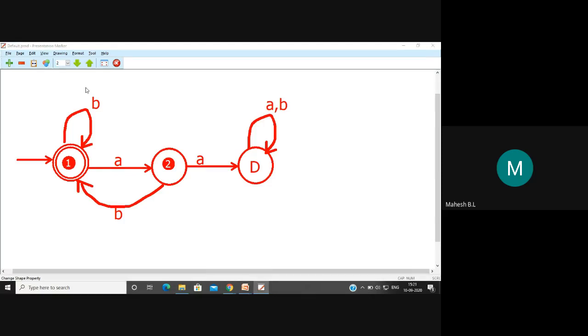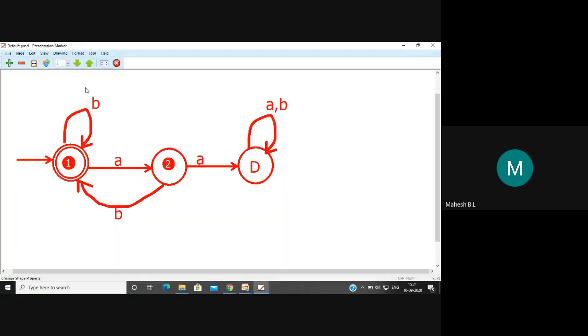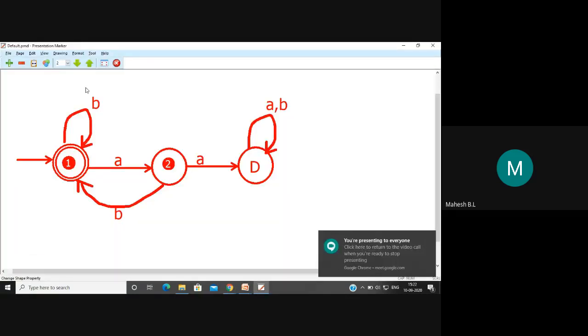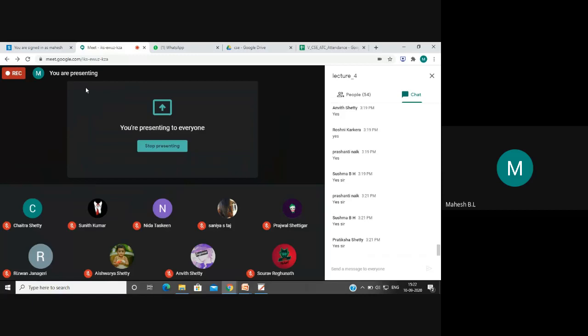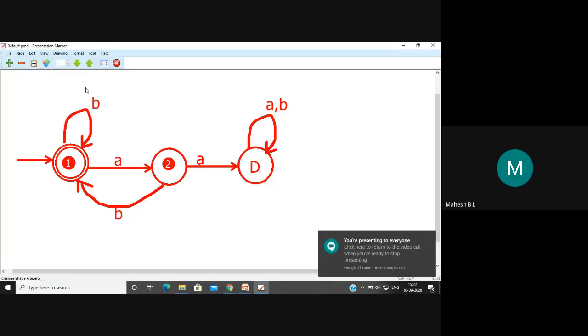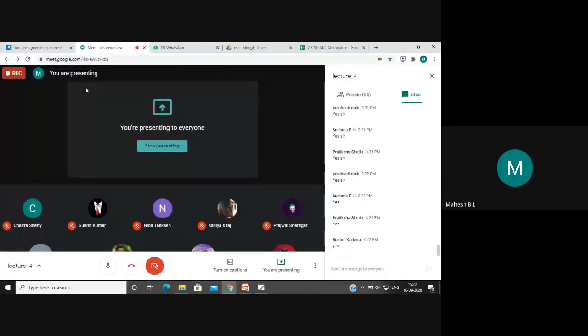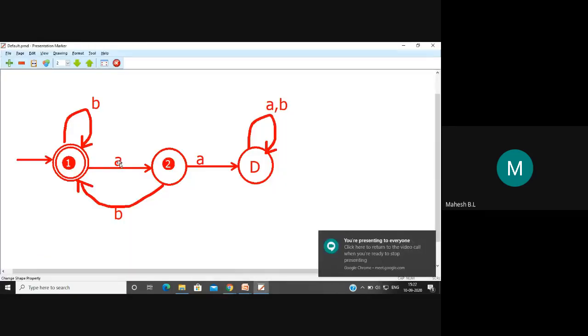Okay, so this is the DFSM for the language where every A is immediately followed by a B. Is it clear? Every A must be immediately followed by B.